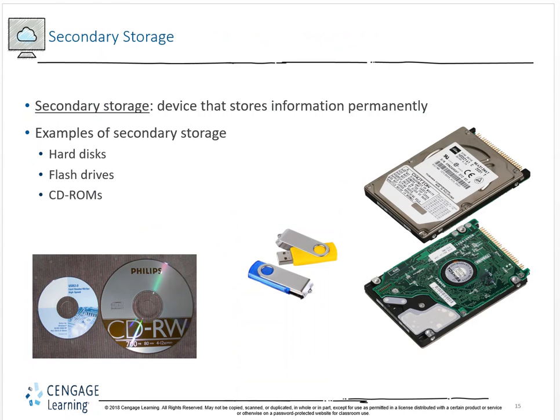Secondary storage is a device that stores information permanently. And I say permanently, but it's not exactly true because these systems do wear down and wear out. So the information could disappear, but we view it as permanent until we delete it. And typically, people will move information over to a new device when there's a risk that the old one is getting old and you might lose your information. Examples of secondary storage are hard drives or hard disks, flash drives, and CD-ROMs.